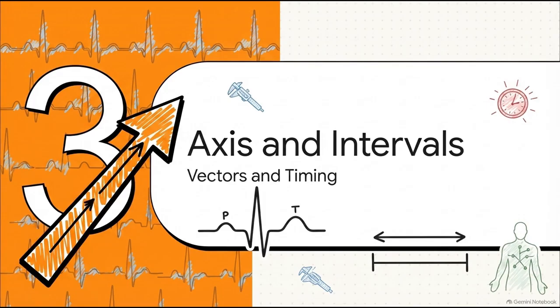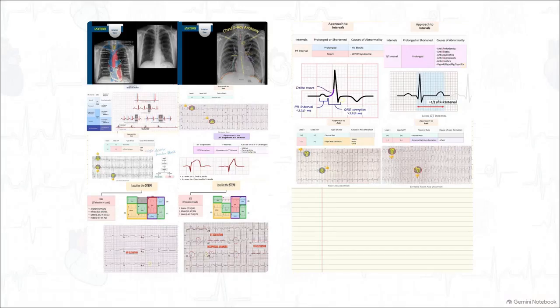Let's look at the vectors and timing. Now that we've figured out the speed and pattern, we're going to shift our focus to the electrical direction, the vectors. The electrical axis is basically just the average direction electricity travels through the heart. In a normal axis, the main upward spikes in both lead I and lead AVF are positive, meaning they point up. Easy enough, right? But in right axis deviation, lead I is suddenly negative, pointing downward, while AVF stays positive.